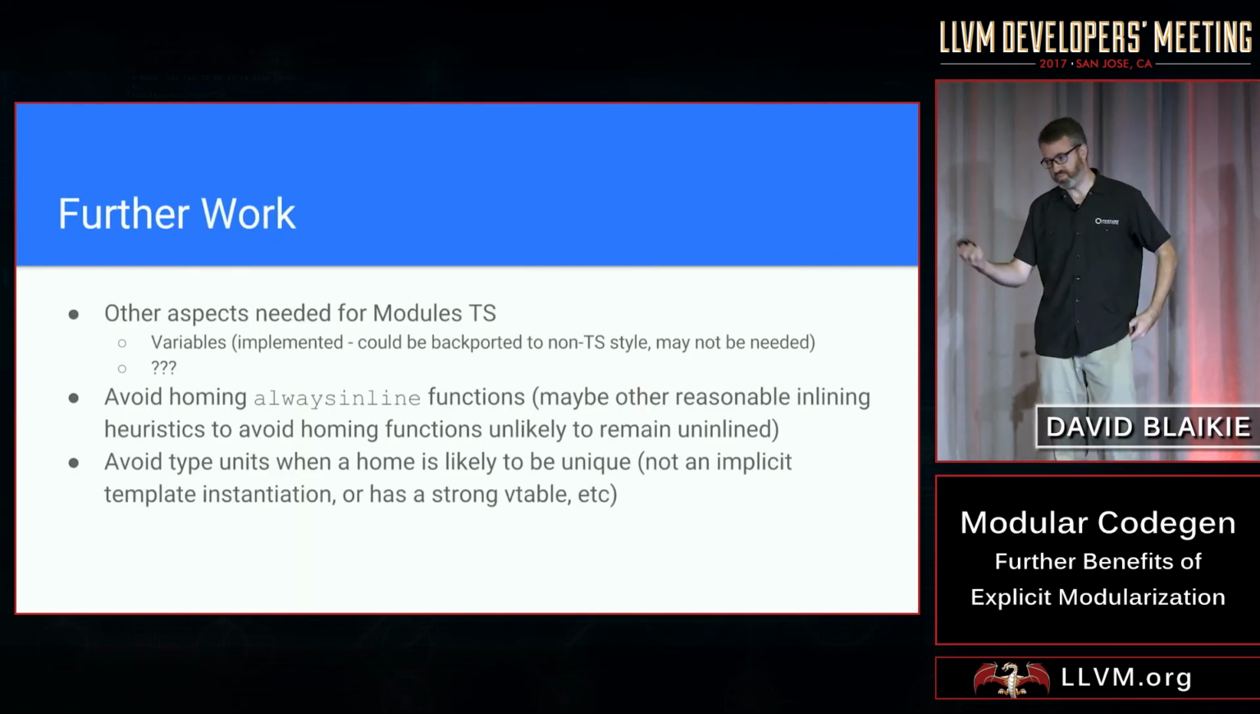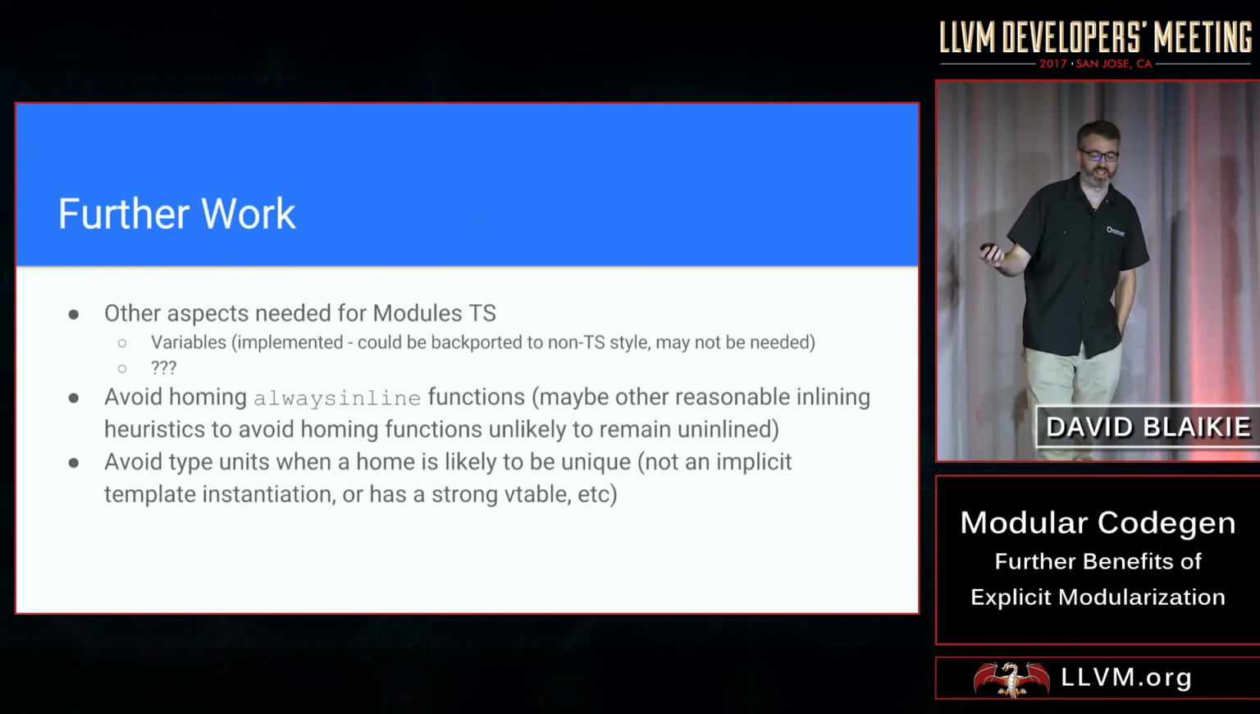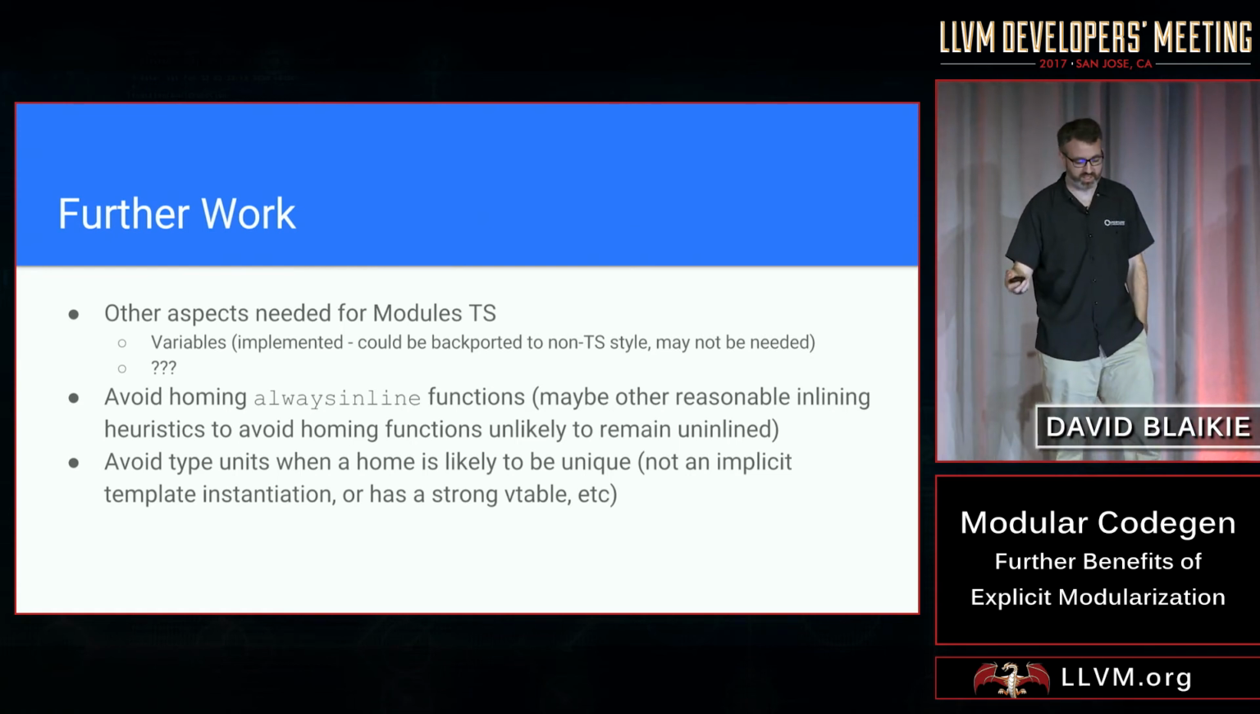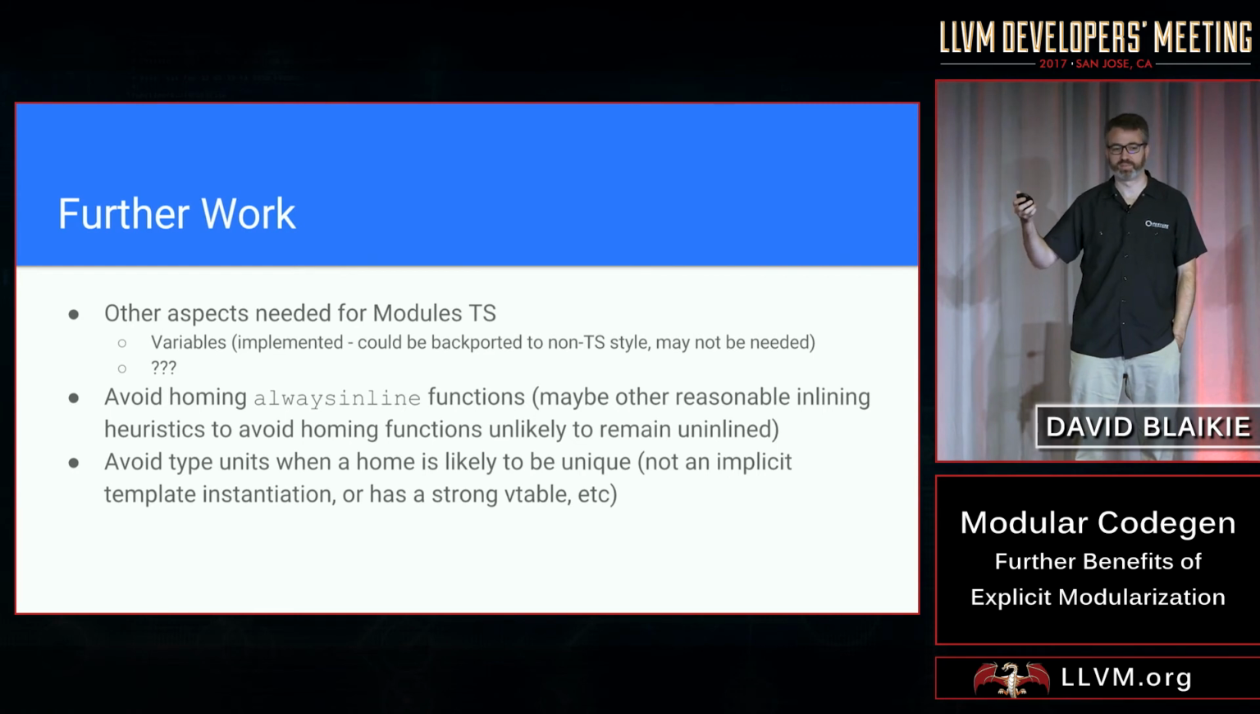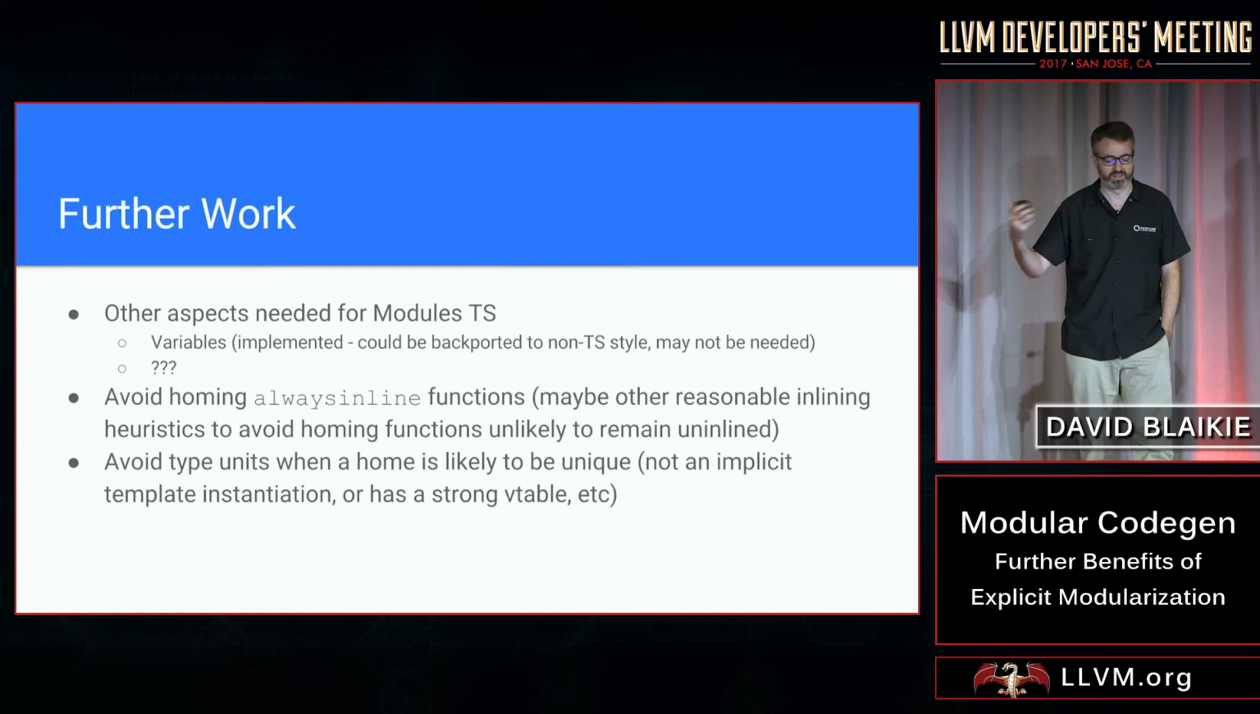Further work. More pieces in modules TS. Variables have been implemented by Richard, so if you have variables in your modular header, they can be emitted once. Mostly this falls out for backwards compatible explicit modules, in the sense that if you have a variable, like a static variable in an inline function, and you change the linkage of the inline function so that it goes in one place, the variable goes in one place as well, and it all works out.